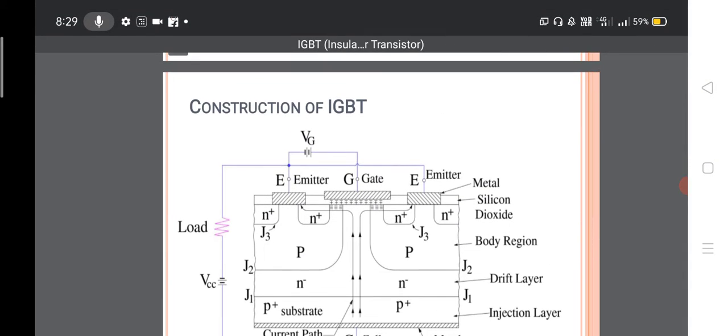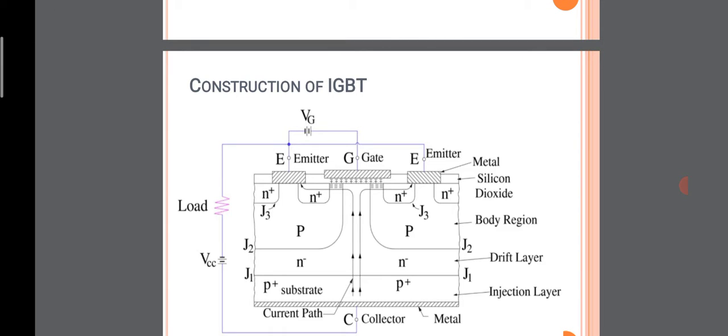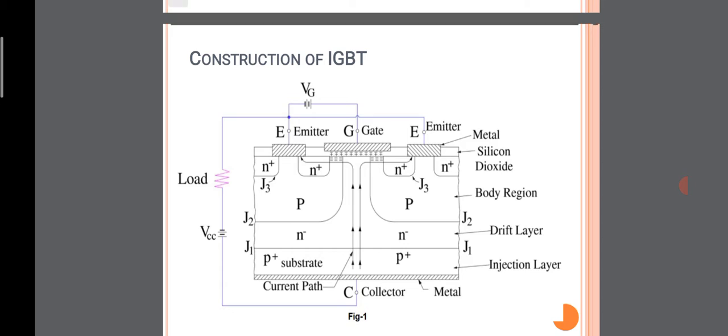As you can see here in the diagram, an IGBT is constructed on a P-positive substrate. In IGBT, the P-positive substrate is called the injection layer because it injects holes into the N-negative layer. The N-negative layer is called the drift region, as shown in the diagram. Drift layer, injection layer, and the body of IGBT. Here you can also see gate, emitter and collector.